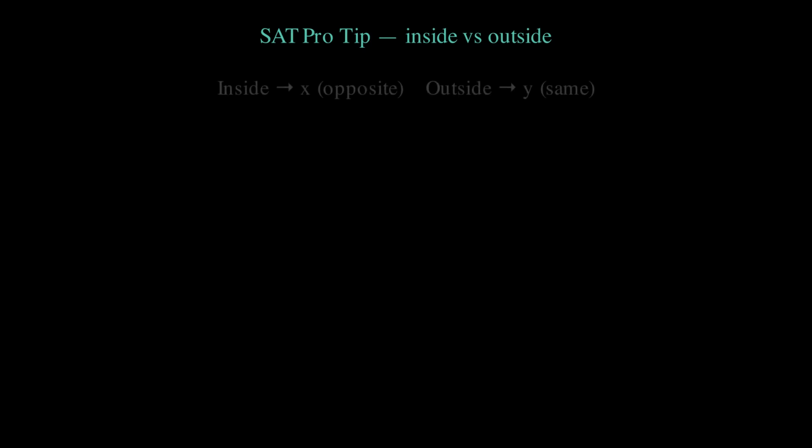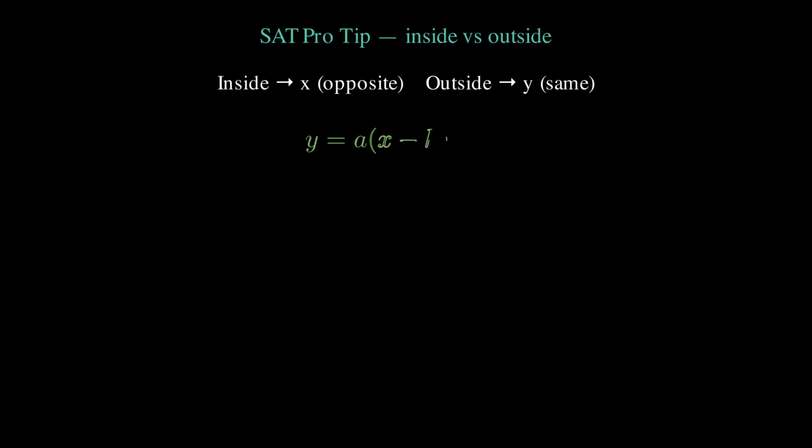SAT Pro tip: inside the function affects x and moves opposite the sign you see. Outside affects y and moves the same way as the sign suggests. For vertex form y equals a times (x minus h) squared plus k, the vertex is (h, k). A fast check for parabola questions.